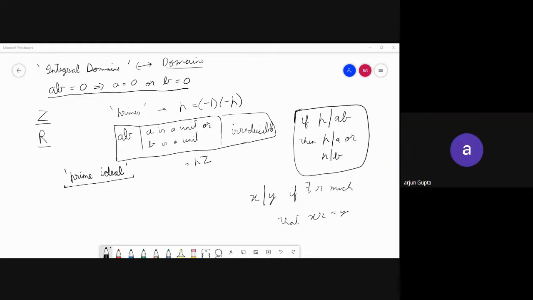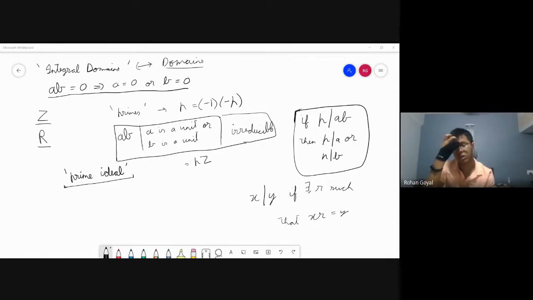Could you please repeat the definition of ideal? Ideal. Okay, ideal is where, it's an additive subgroup, so you can add. And secondly, you should be able to multiply by any element of the ring.